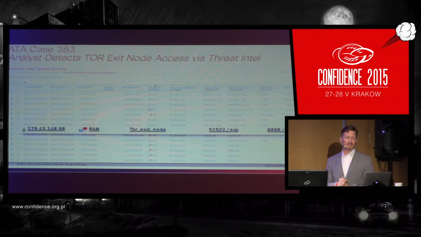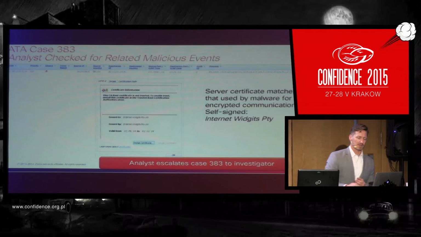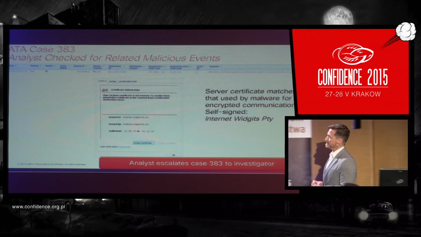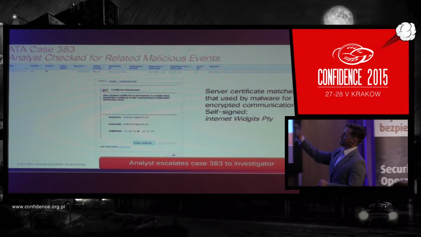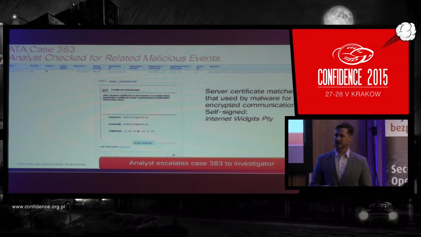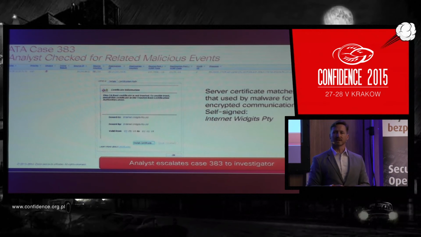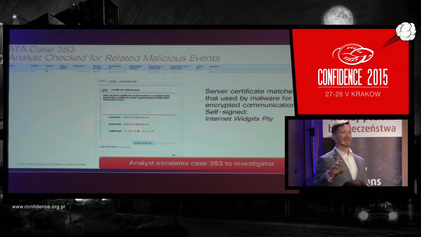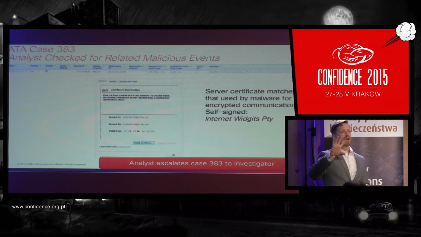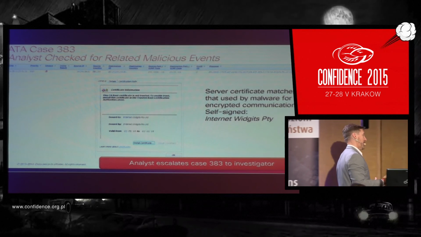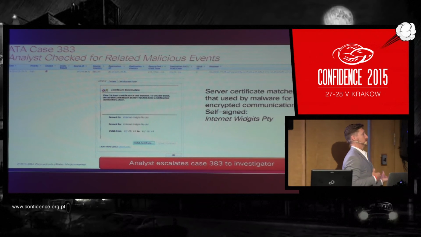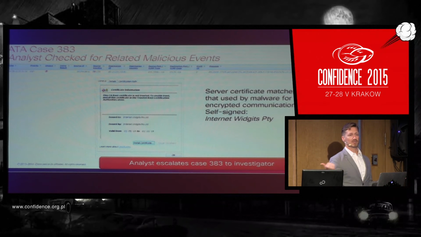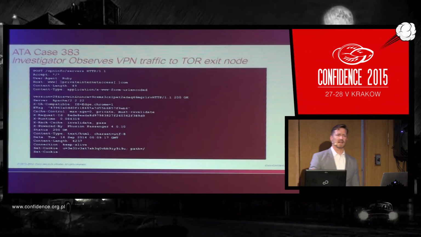So the analyst sees this user hitting a Tor exit node, and when she looked at the site, she also found a second alert that the site to which the user was connecting, the victim, well, in this case, it's not a victim, and I'll show you why, but the user was signed by Internet Widgets PTY, which is actually attributed to certain types of malware that uses this certificate signing authority. So, hey, you know what? This looks kind of weird. So she sent this case up to the investigator.